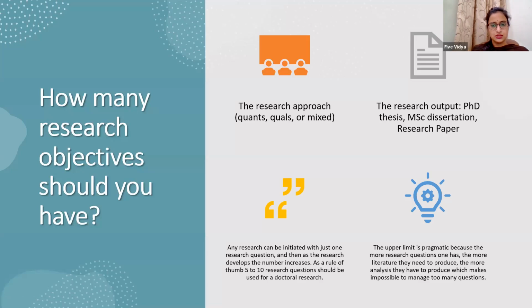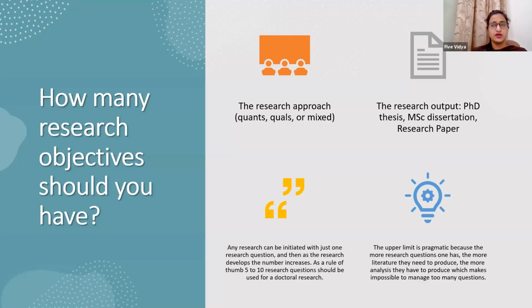The next topic is how many research objectives you should have. We always get this question from our scholars: what is the right number of objectives to include in your research? It depends on two things. First, what is the research approach you are using? Is it a quantitative approach, a qualitative approach, or a mixed approach? The second point to be considered is, what is your research output? Is it a PhD thesis, a master's dissertation, or a research paper?